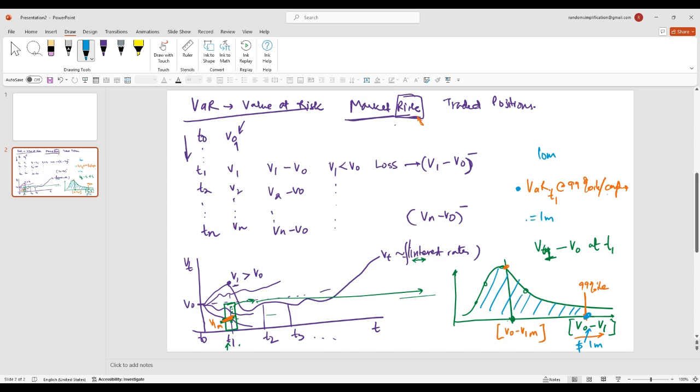What it does not, however, say is that if you end up being in a rare event which is on the right side of this, which is here, your losses may be much higher than this 1 million because the value of V naught minus V1 can be a very large value. This can have a very large tail. But 99% of the times you would expect that at time t1, your loss will be less than this 1 million. And this 1 million in this case is the value at risk.